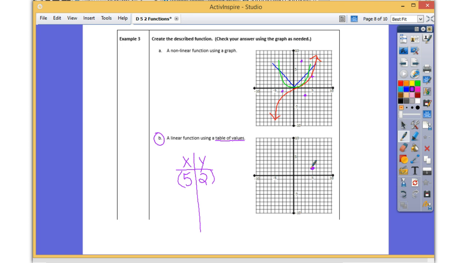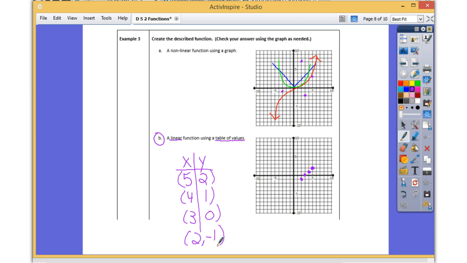Now I have to have another one. 4 and 1. Now we're talking linear. Will that make linear? 4 and 1. So far so good. Everybody agree? Yeah. Okay. I need to have some more. 3 and 0. Another one, please. 2, -1, you said? Yeah. Good.